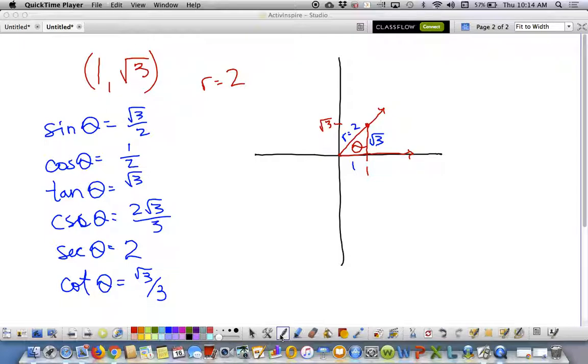Are we okay? Can you plot them? Can you find all 6 trig functions? You're finding the r's. You feel comfortable doing that? Yes. All right, let's move on to another.